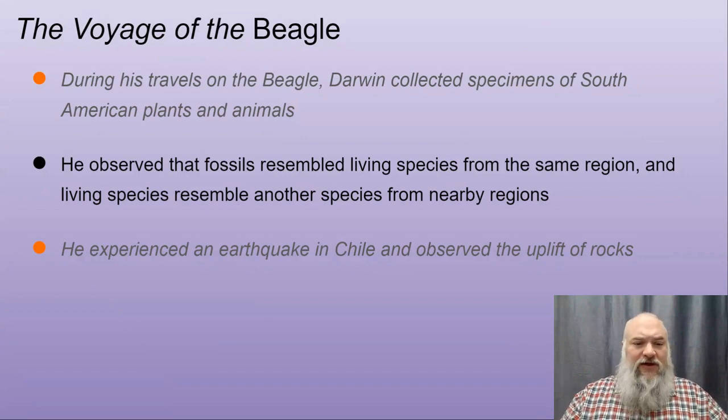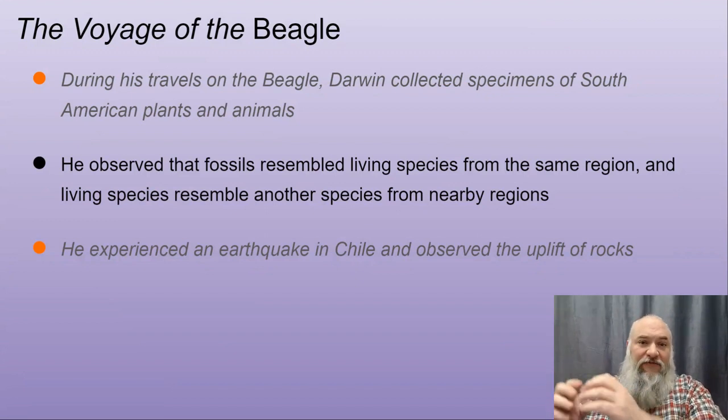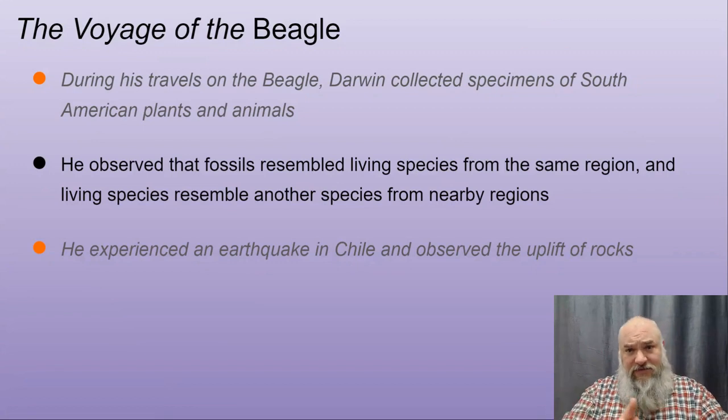And he observed a couple of key things, and we'll get into a little bit more, but among other things, he observed that fossils resembled living species from the same region. So if you had different living things in South America than you do in Europe, the things in South America looked a lot more like the fossils that you found in South America, and the things in Europe looked a lot more like the fossils you found in Europe. Maybe not exactly the same, but there were similarities. So we noticed the similarities going backwards in time in a particular location.